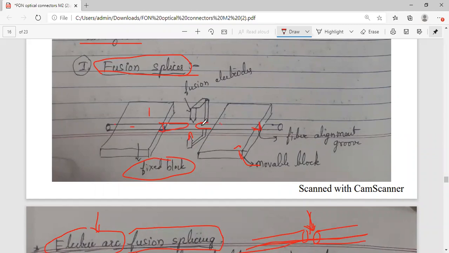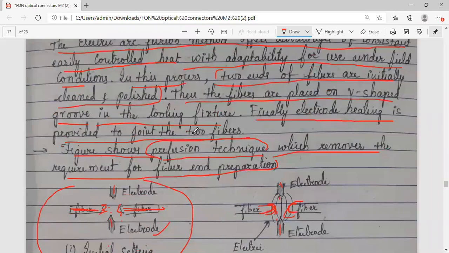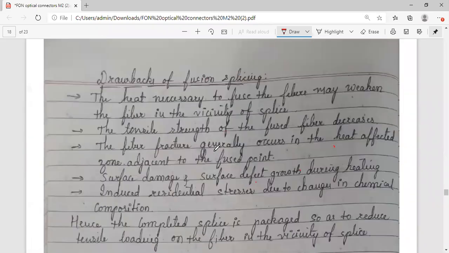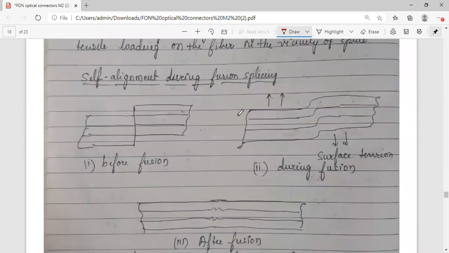Now suppose something happens, some setup shifts, and the fibers are not aligned. Even then, if you use fusion splicing, self alignment will occur automatically. This is the lateral alignment. If you remember, we have discussed this. This is the offset. The optical fibers are not aligned and you are going for fusion splicing. When you apply the heat and go through the fusion splicing setup, what will happen?